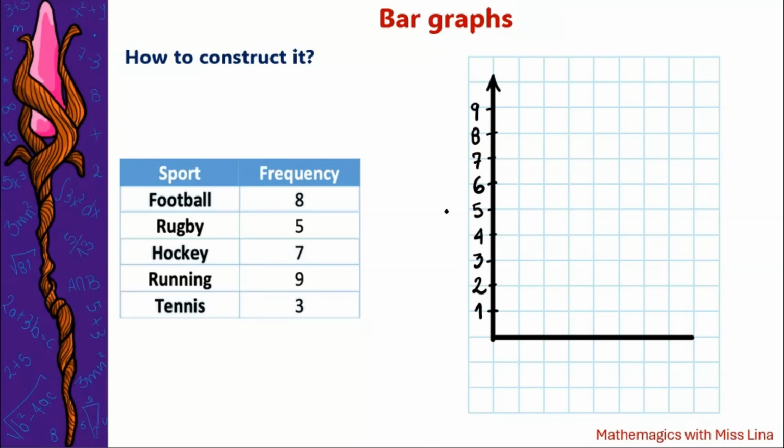Don't forget to always put names to the axis and also to the graph. In this case, in the vertical, we are saying how many people like each sport. So we can put number of children. In the horizontal, we are going to put the sports. So we also put the name of that axis. And don't forget the title.